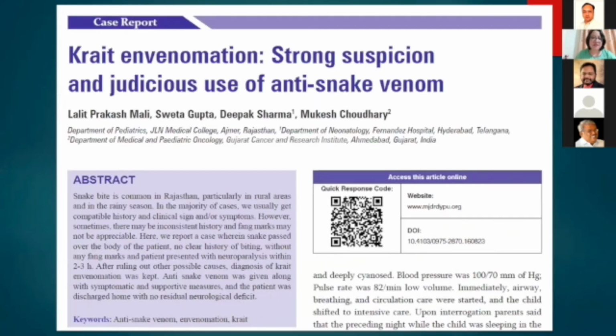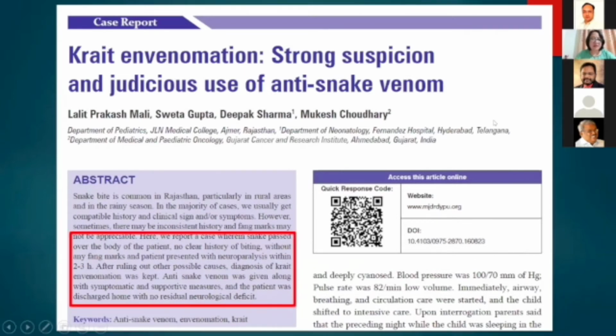So this is again a case from Rajasthan, krait envenomation. This is again a case where a snake passed over the body of the patient. There was no history of biting, any fang mark. Without any fang marks, the patient presented with neuroparalysis. Within 2 to 3 hours, he presented. And after they ruled out other possible causes, they diagnosed it as a krait envenomation. An anti-snake venom was given with other support as well, and the patient was discharged home, luckily, with no residual neurological deficit in this case.